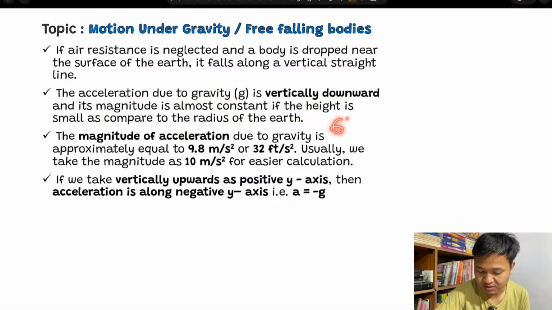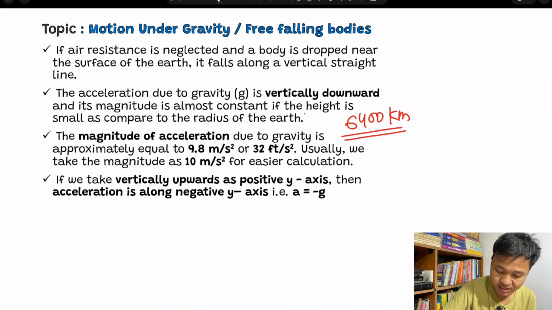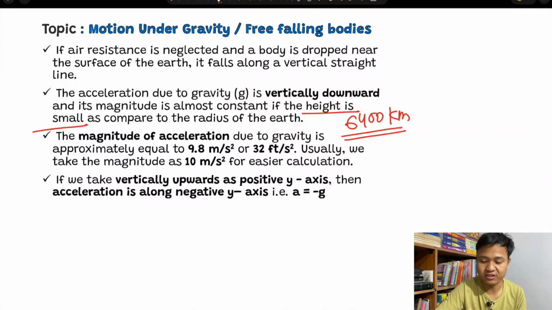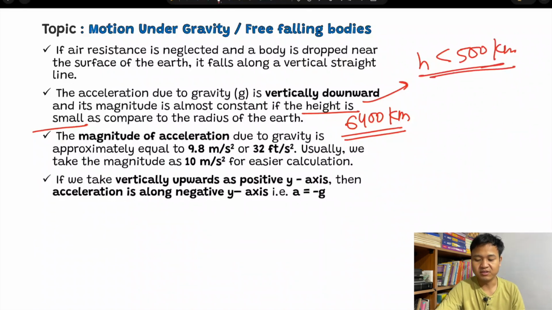The radius of the earth is 6400 kilometer. So if the height is small enough, roughly less than 500 kilometer, then you can apply this g formula, so you can assume that the value is constant.